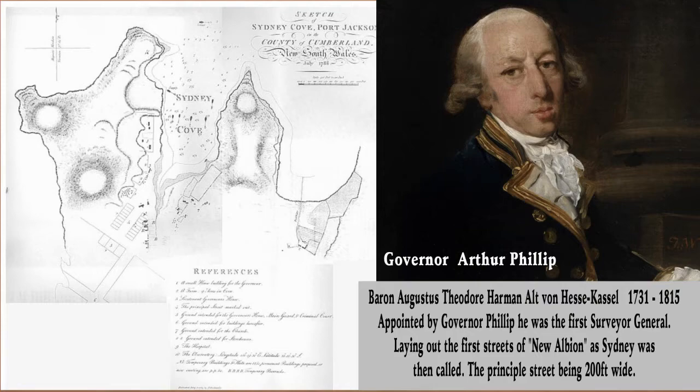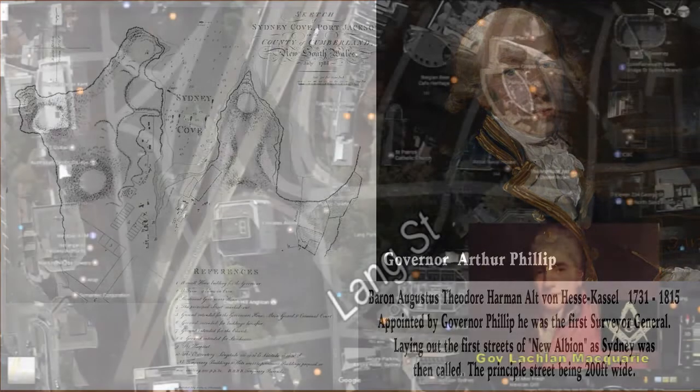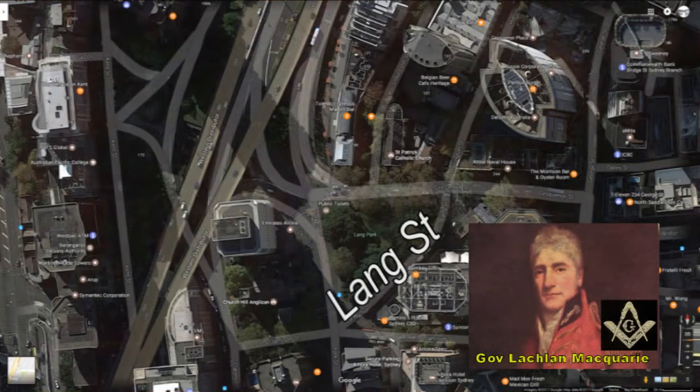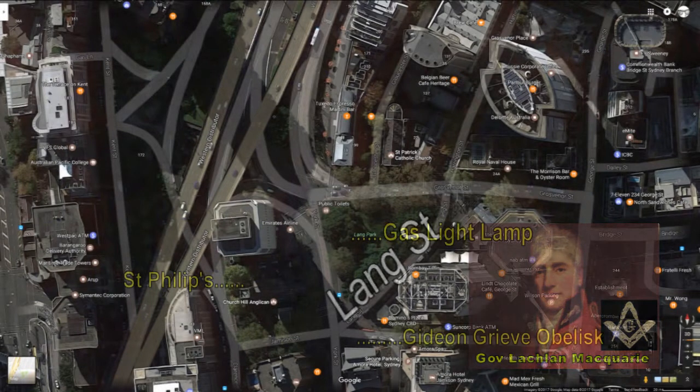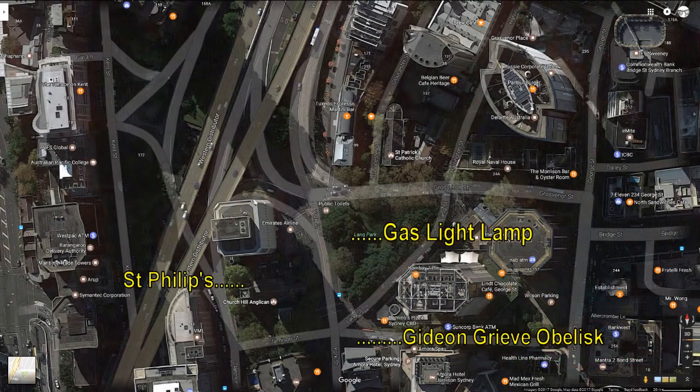Augustus Alt was the initial Surveyor General under Captain or Governor Phillip, and later with the arrival of Governor Macquarie the streets were redesigned. Lang Street was reduced, though Lang Park and the other streets were not actually named by him, but that part has his stamp on it, as with so much around Sydney. Now there are a few key points: St Philip's Church, the gaslight lamp and the Gideon Grieve obelisk.